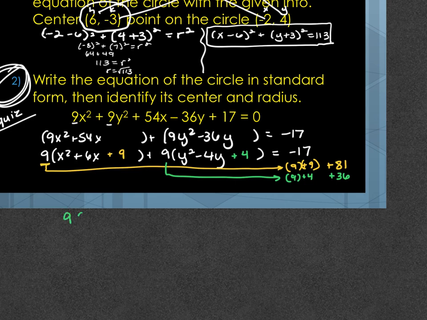Then I get 9 times x plus 3, square root the first term, square root the last term, take the sign from the middle, plus 9y minus 2, again, square root the first, square root the last, take the sign from the middle, and then negative 17 plus 81 plus 36, and I get 100. We good so far?